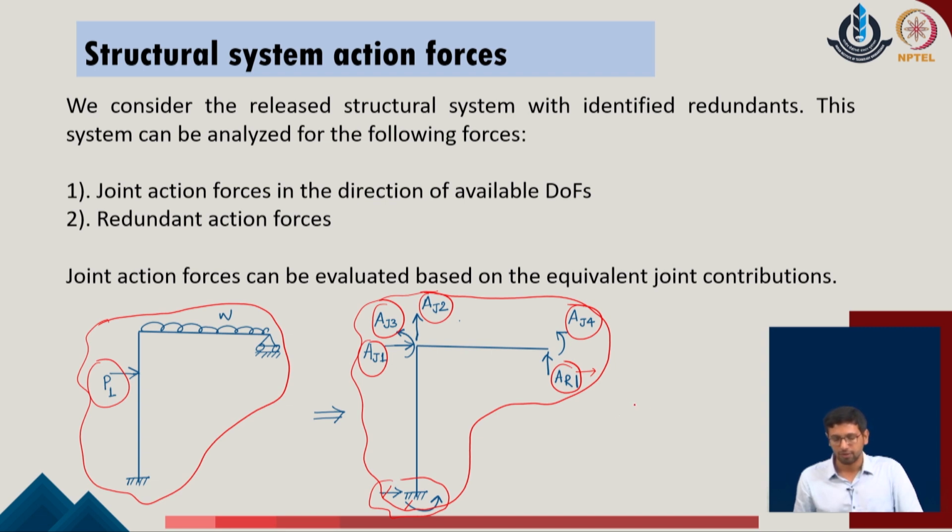And with this idea, we say that the structural action forces will be typically introduced with respect to the redundant force which is AR1 in the given problem, and at the same time the joint action forces of the given system which are AJ1 to AJ4 in the given problem. As we have identified that these are the action forces for the structural system, now we can consider that corresponding to these action forces we can define the generalized flexibility of the given structural system.